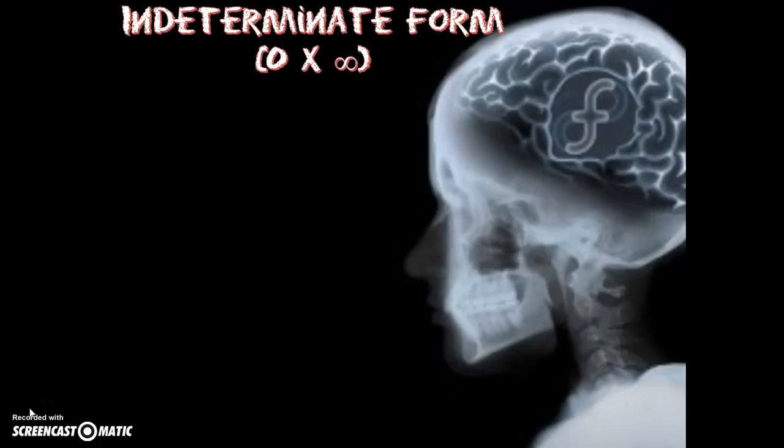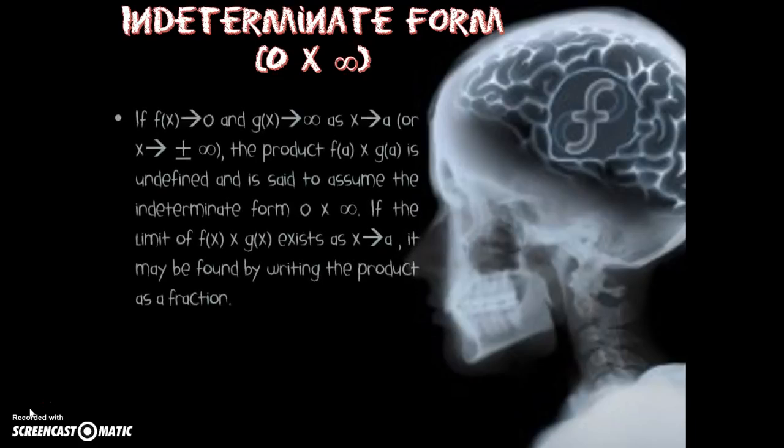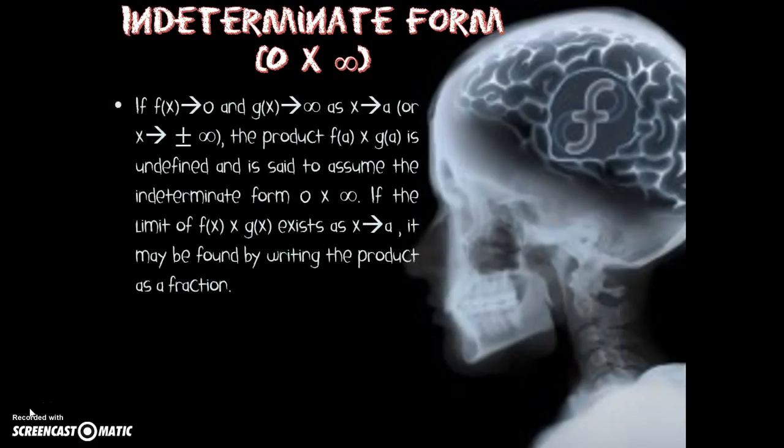For the indeterminate form of 0 multiplied by infinity, if f of x approaches 0 and g of x approaches infinity as x approaches a or x approaches positive or negative infinity, the product f of a multiplied by g of a is undefined and is said to assume the indeterminate form of 0 multiplied by infinity.